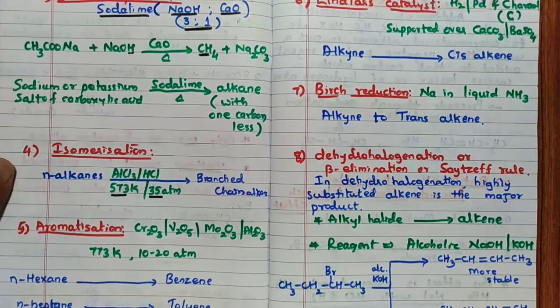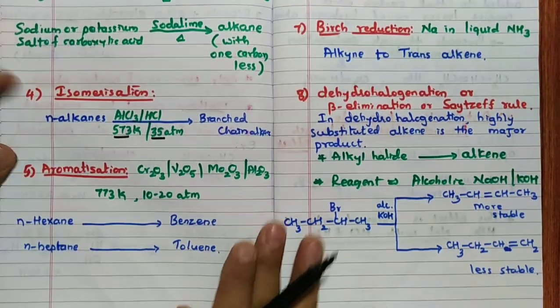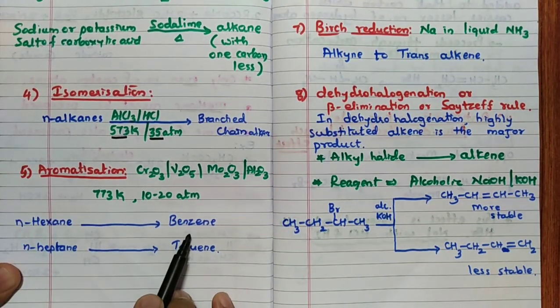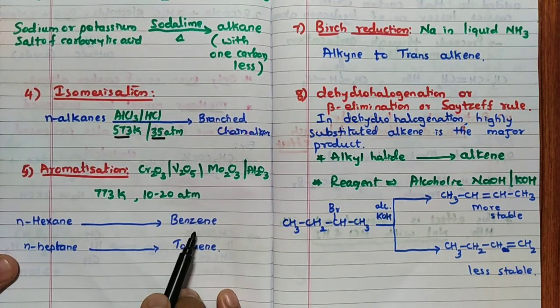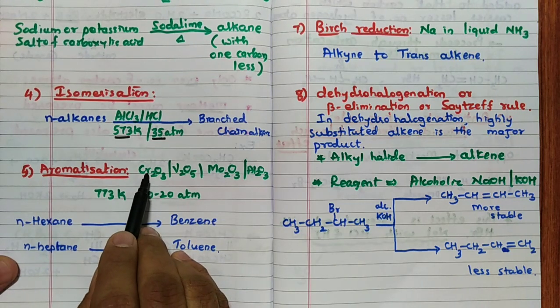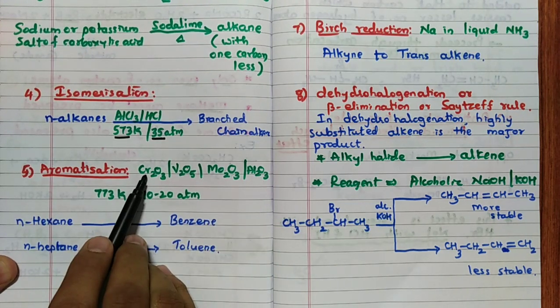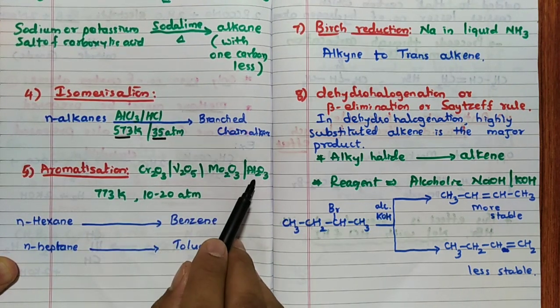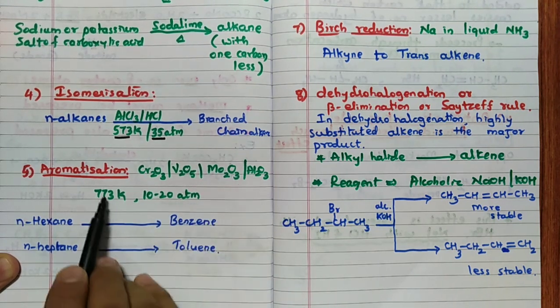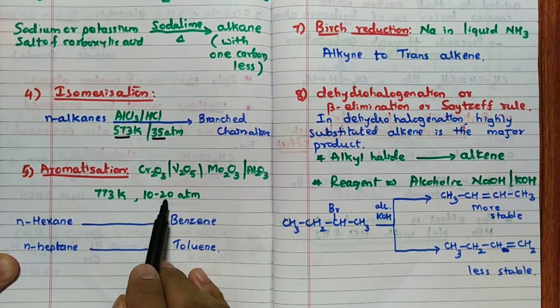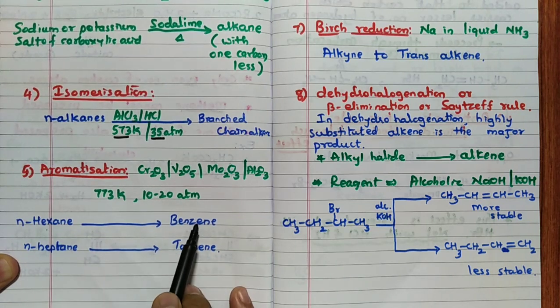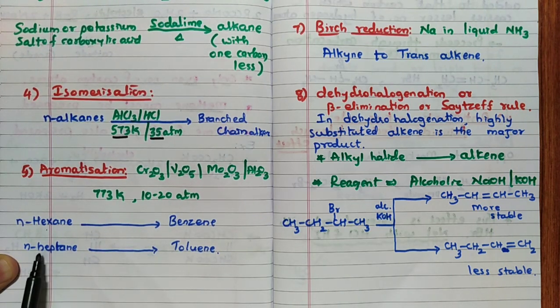Remember that. Then aromatization: n-hexane is converted into benzene. The catalyst to remember is chromium oxide, vanadium oxide, molybdenum oxide, or aluminum oxide, any of these at 773 Kelvin and 10 to 20 atmospheric pressure. n-Hexane to benzene can take place. n-Heptane has 1 carbon atom more, hence it is going to form toluene here.